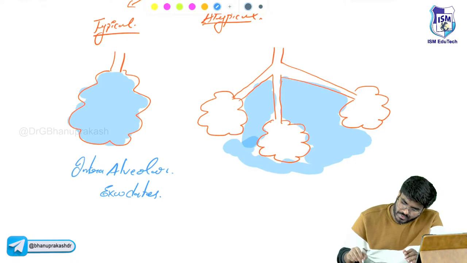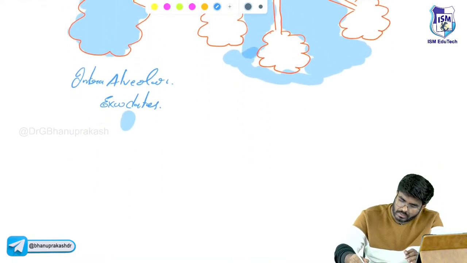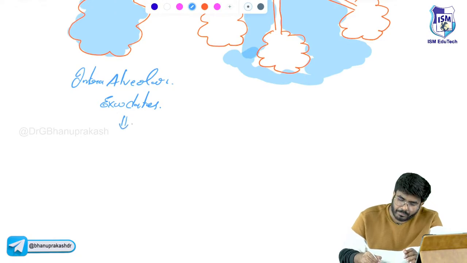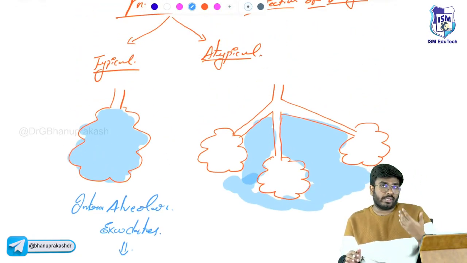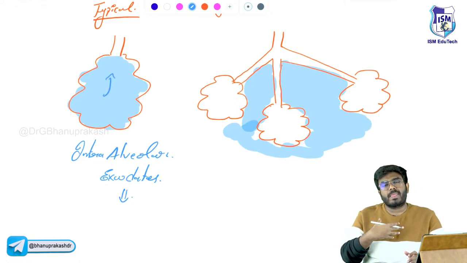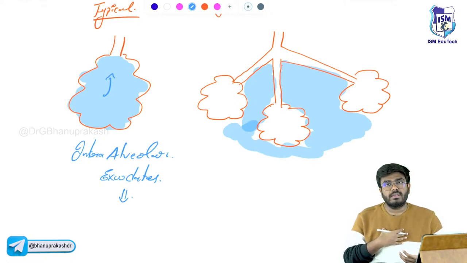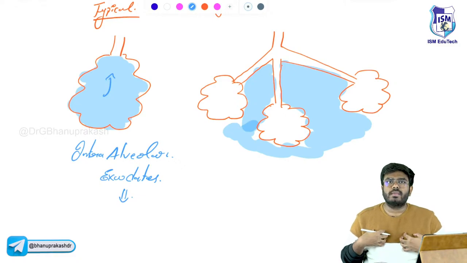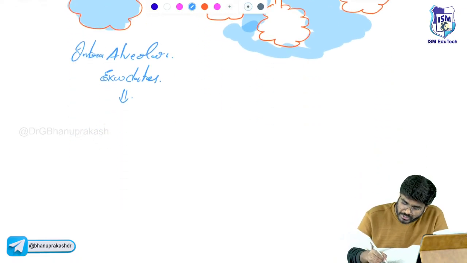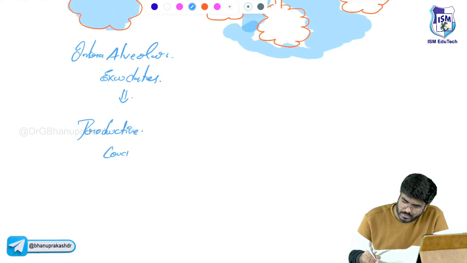So in typical pneumonia, the first important MCQ which I want you to know is that intra-alveolar exudates are seen. Because of this, imagine a person who is having typical pneumonia and is coughing. There is this exudate, this fluid accumulation because of the inflammation. This fluid accumulation is present where? It is present in the alveoli. Now, will it come out or not? Yes, it can come out. So, the patient is going to have productive cough.